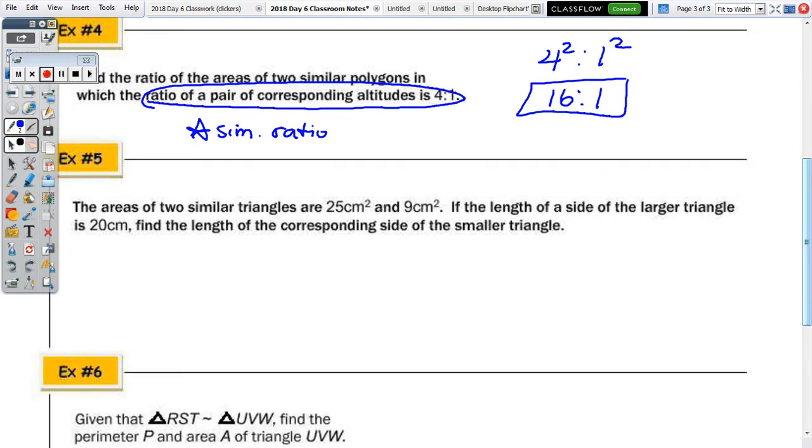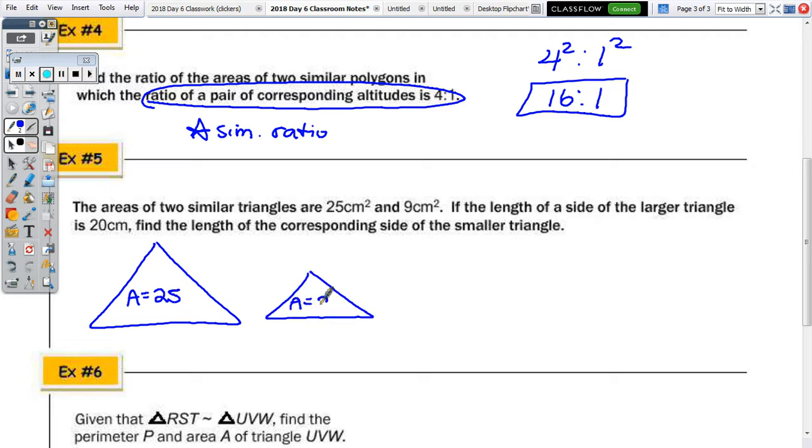And 5, the areas of two similar triangles are 25 and 9. So I'm going to draw some triangles. Area is 25. Smaller one, area is 9. If the length of a side of the larger triangle is 20, so I'll put that here, find the length of the corresponding side of the smaller triangle.